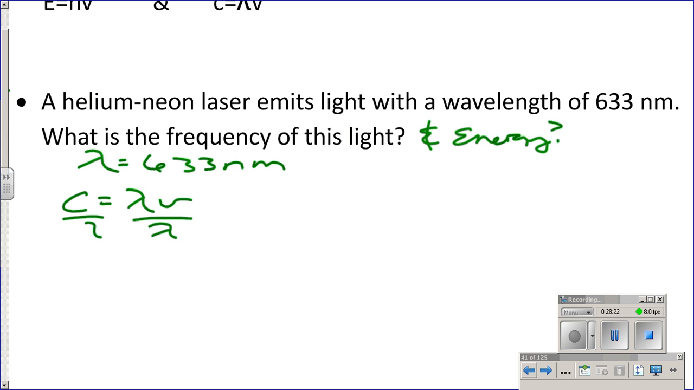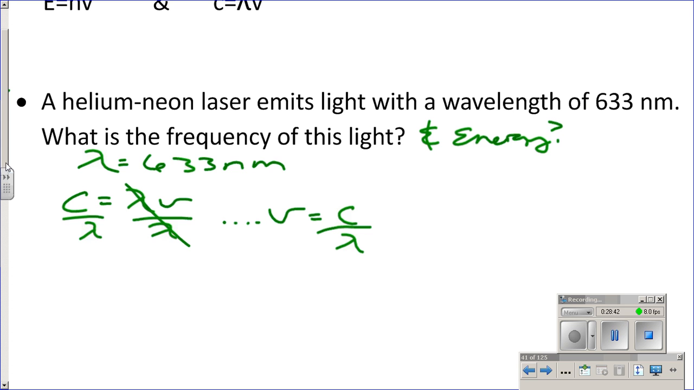Dividing by lambda. I always set up my equation before I start plugging in numbers because it's really easy to put the wrong number in the wrong place if you don't, or divide weird. So I always try to do this first. You don't have to, but it's just a technique. All right, so divide by lambda to get v is equal to c over lambda.